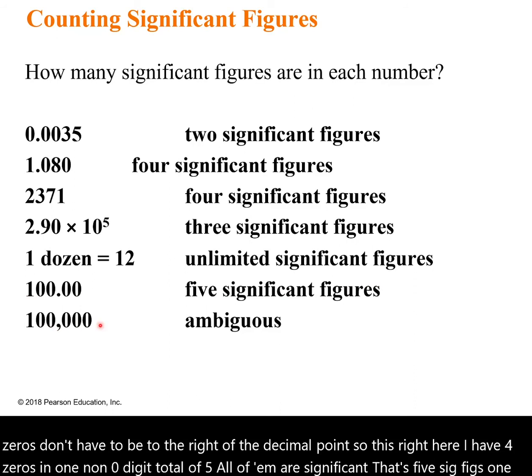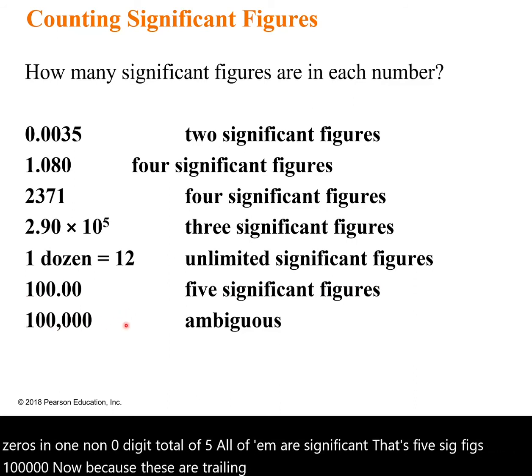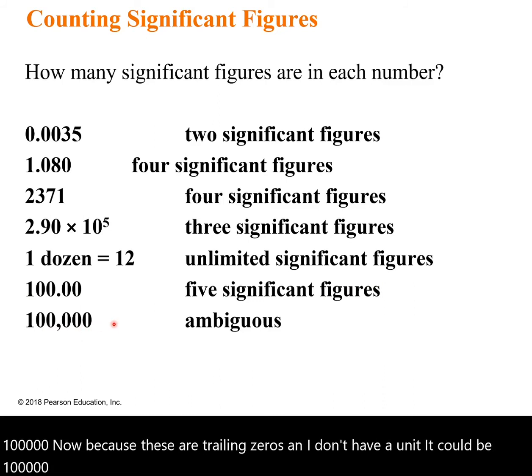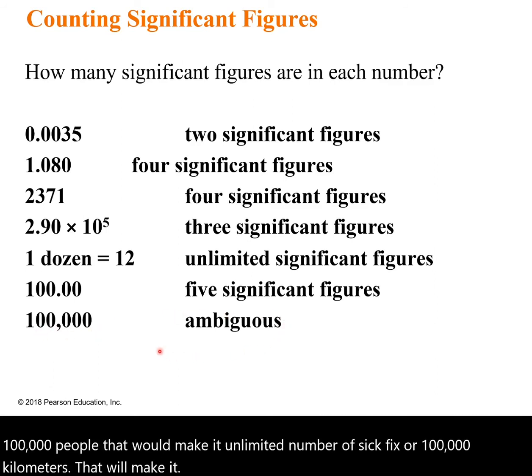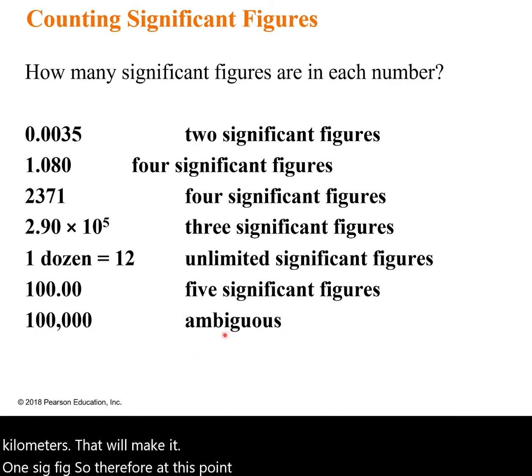100,000. Now, because these are trailing zeros and I don't have a unit, it could be 100,000 people. That would make it an unlimited number of sig figs, or 100,000 kilometers. That will make it 1 sig fig. So therefore, at this point, it's ambiguous. Unless I have a unit, it's going to be ambiguous.